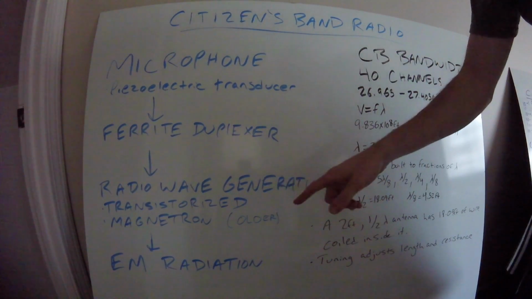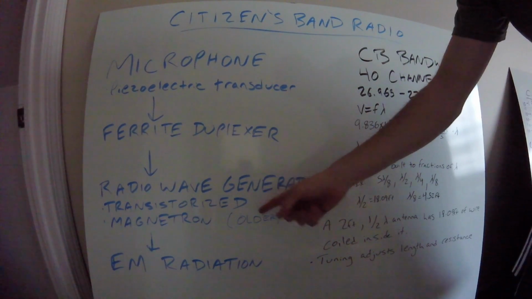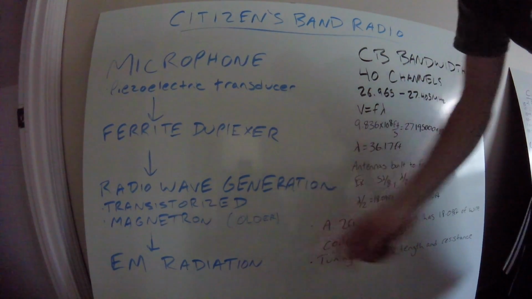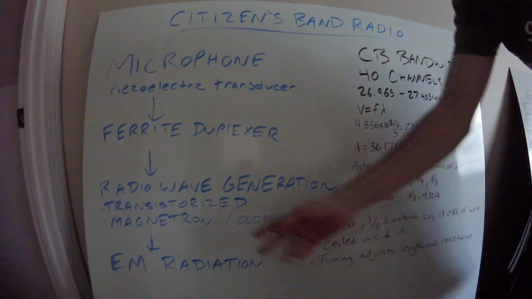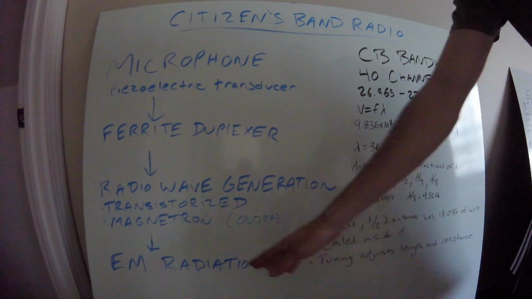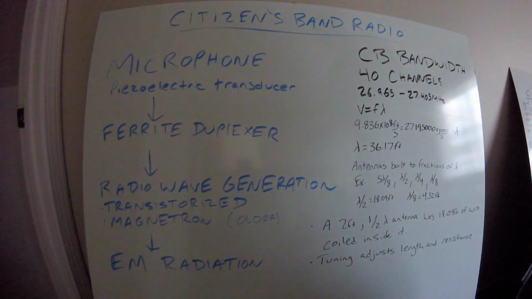Then from there we go to our radio wave generation. This is either transistorized in modern things, or it could be done by a magnetron back in the day, or like in microwave ovens. Could do a whole separate video on how these work, but anyway. And then eventually the electromagnetic wave gets radiated outward from your antenna.